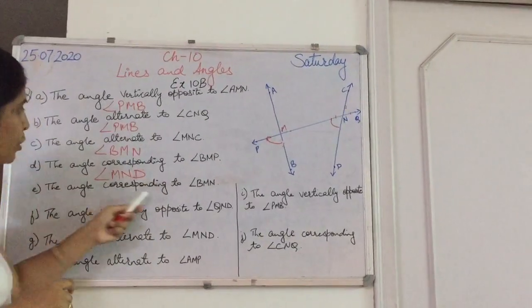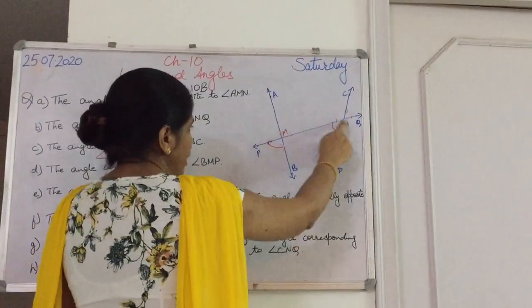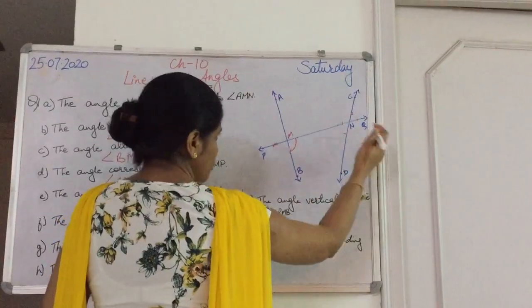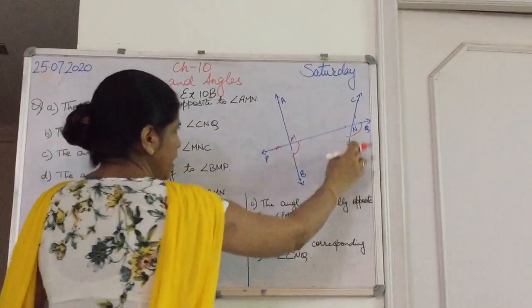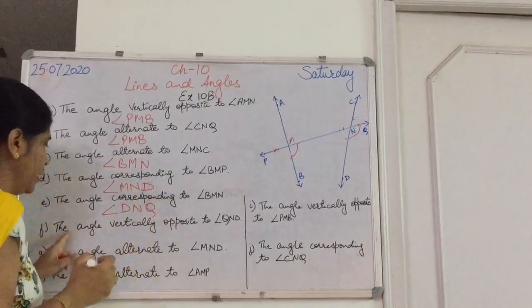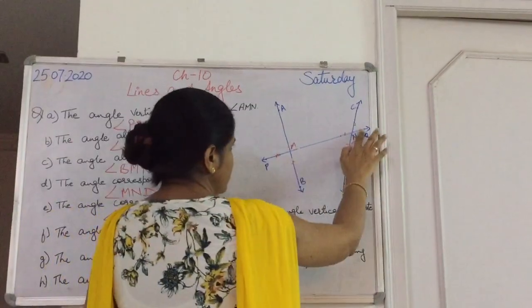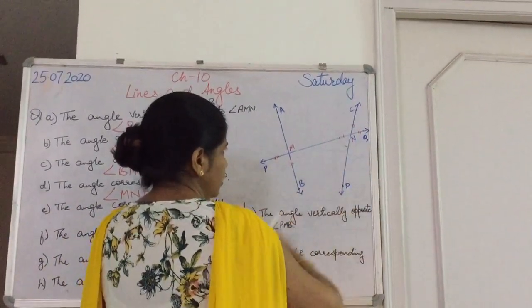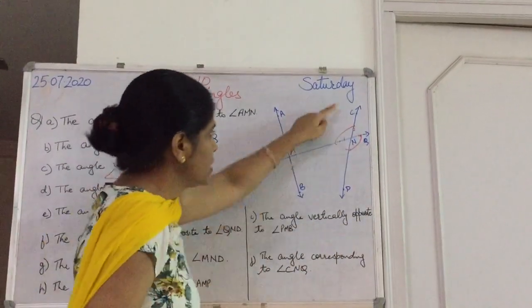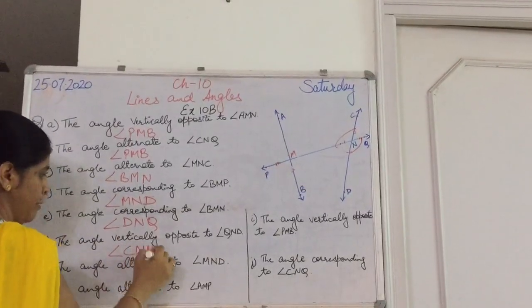Now the angle corresponding to BMN. BMN. That means this. Right side bottom. So right side bottom is this one. So D and Q. Angle D and Q. The angle vertically opposite to Q and D. Now let's check where is Q and D. Q and D. This angle. Vertical opposite means this. So C and M. Angle C and M.